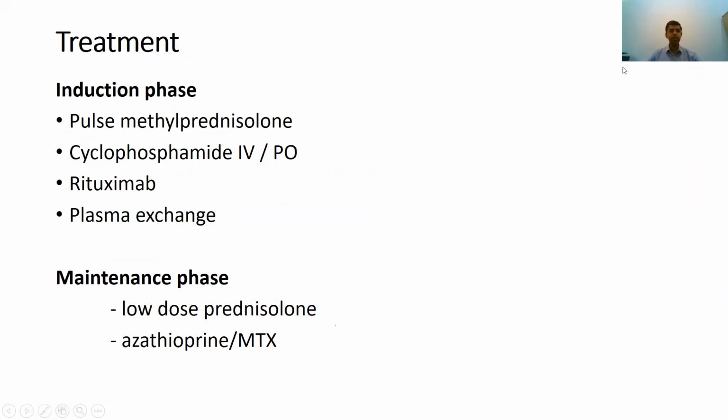In the treatment, you don't need to know in detail about these, but in the induction phase, that is the initial phase of treatment, depending on the underlying condition, you can use drugs like methylprednisolone, cyclophosphamide, rituximab, or sometimes plasma exchange. Once the initial period is over, these patients need to be maintained on low-dose prednisolone and azathioprine or drugs like methotrexate. That is how you treat conditions like ANCA-associated vasculitis with renal involvement.